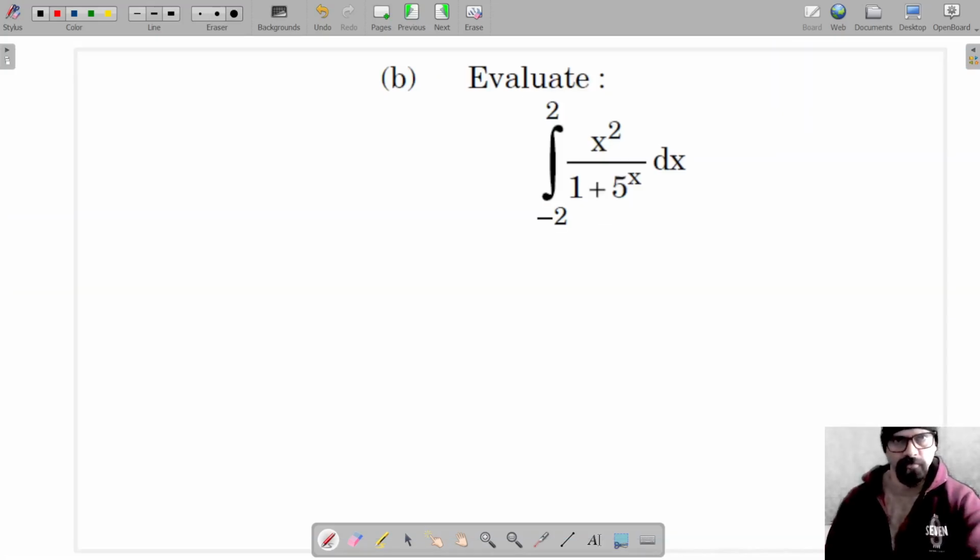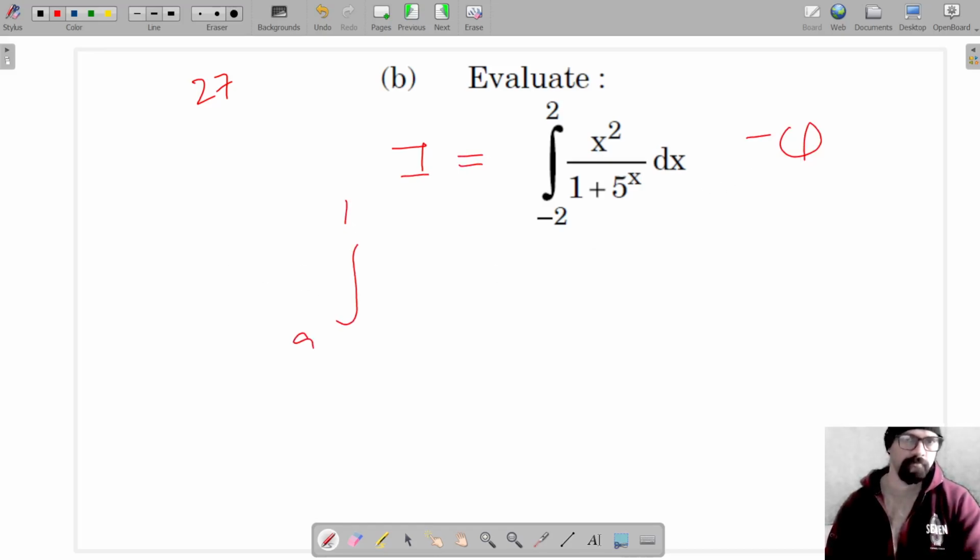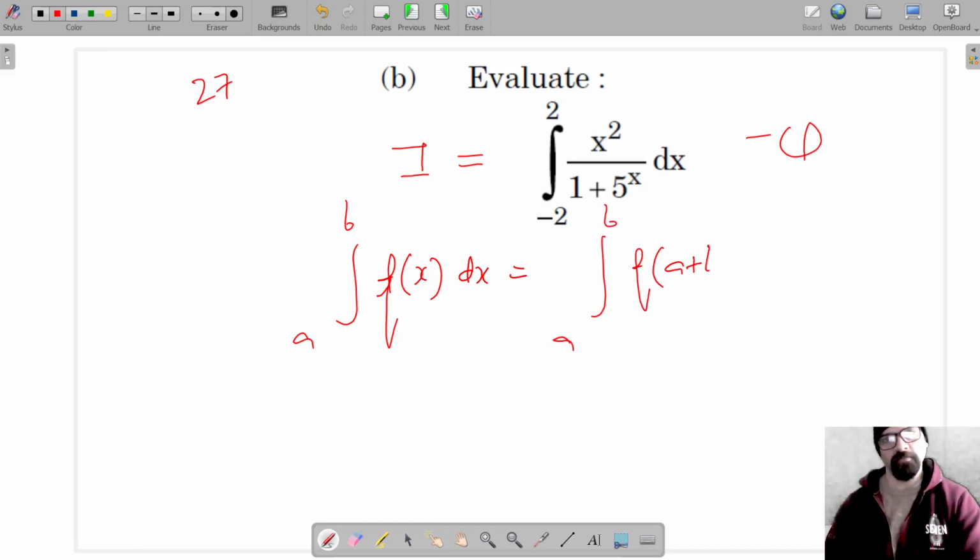Okay, for question number 27, part, we have to evaluate the integral, and let's say this is our integral I. Let this be equation 1. And we are going to use the property of the definite integral, which says the integral from a to b of f of x dx is equal to the integral from a to b of f of a plus b minus x dx.